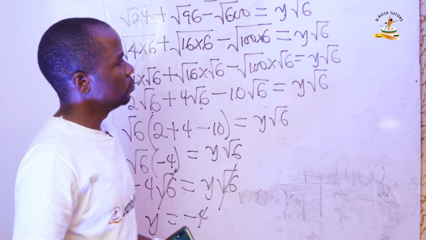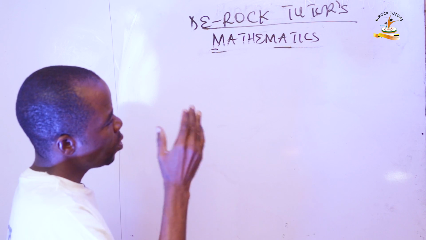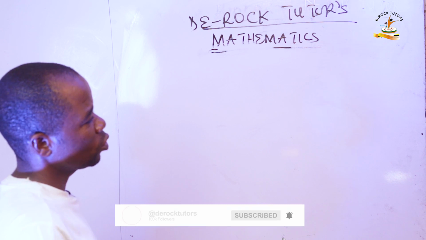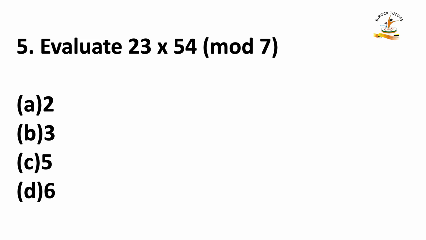Let's go to the next question. Let's go to number 5. Number 5 asks us to evaluate 23 times 54 in mode 7. The simple interpretation of this is, what is 23 multiplied by 54? And if you divide the product of 23 and 54 by 7, what will be the remainder?